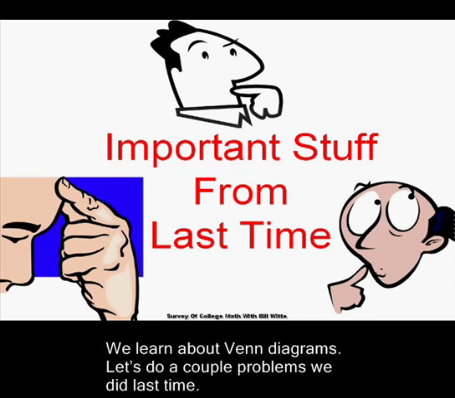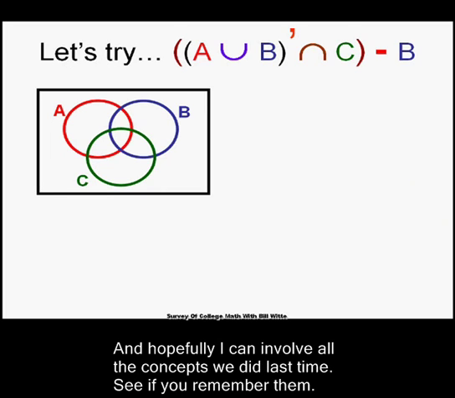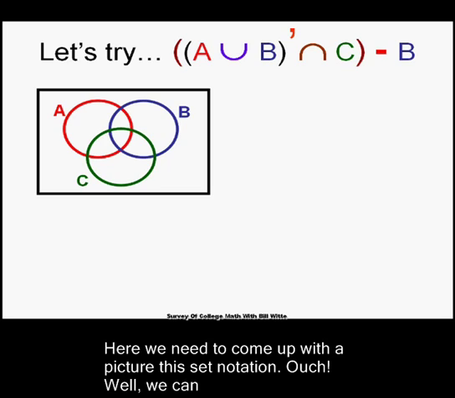We learned about Venn diagrams. Let's do a couple of problems that we did last time, and hopefully I can involve all the concepts that we did last time. See if you remember this one. We're supposed to come up with a picture of A union with B complement intersected with C and then subtract B.